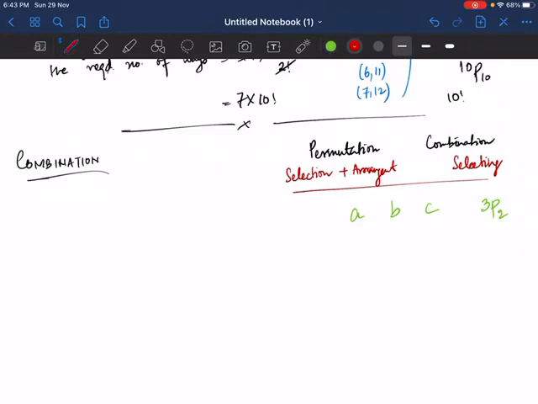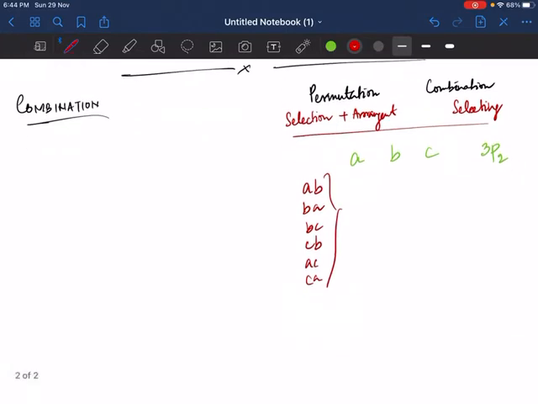So first you will select 2 objects. So I have selected A and B. So I get AB. Now I will arrange AB. So first I have arranged A and B into AB, and then into BA. In the same way I will take 2 objects, so BC, CB, then AC, CA. So this is the permutation of the 3 objects ABC taken 2 at a time.